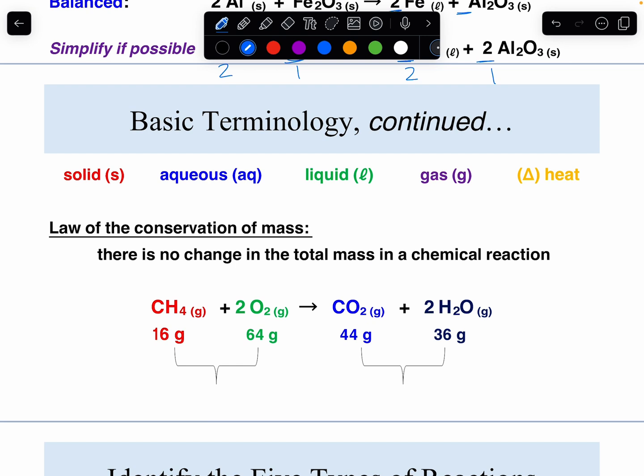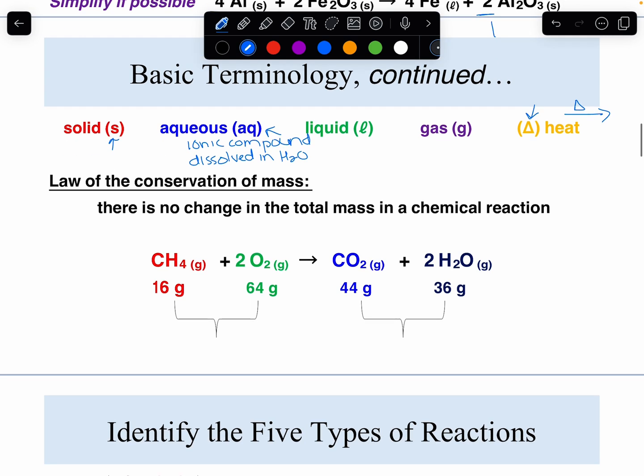Now, other things we're going to be focusing on in this chapter are phases of different reactants and products. S means solid. AQ means it is an ionic compound. Remember, that's a metal and a nonmetal, dissolved in water. Okay, that's what AQ means. L is liquid, and we usually do cursive L, so please try to do that because a lowercase l just looks like a 1, so it gets confusing. G for gas, and then heat is given by this triangle, which we have referred to as delta. Oftentimes we do it right above the arrow sign to indicate that heat has been added to the reaction.